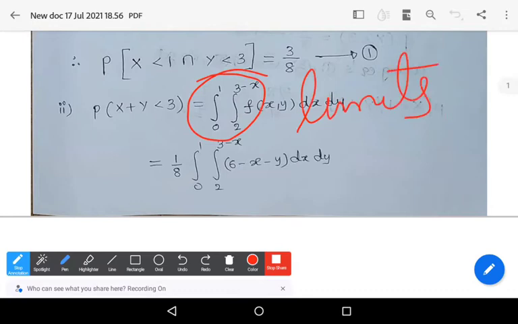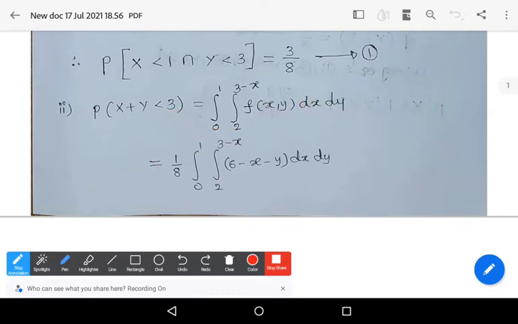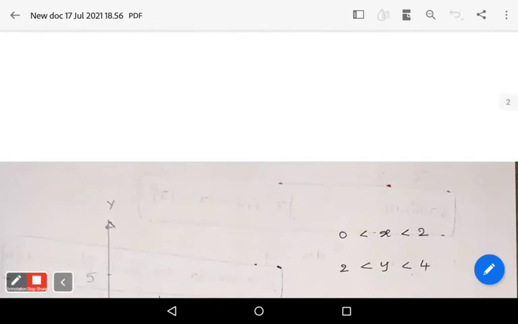How can we take these limits? By the given data, 0 < x < 2, but here we apply x from 0 to 1. And by the given data, 2 < y < 4, but here we are using the integral from 2 to 3 minus x. To understand these limits, let us observe the following diagram.